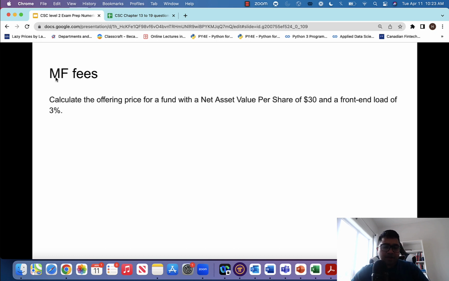Next, again, fees part. Calculate the offering price of a fund with a net asset value of 30 and a front-end load of 3%. So the mutual fund is priced at $30, but you're going to pay fees on top of that. If you're paying fees when you buy, which is front-end load, your cost of acquisition is going to be higher than $30. So how do you calculate the actual cost of acquisition?